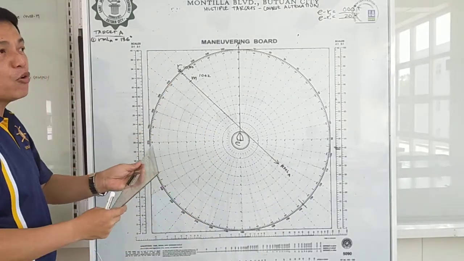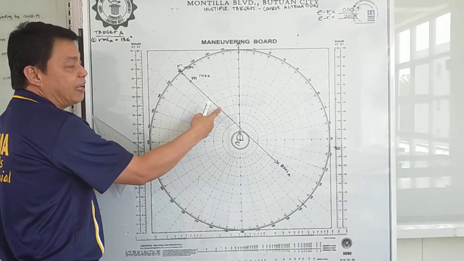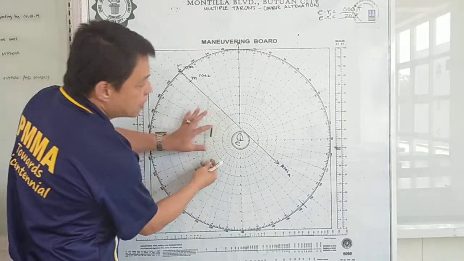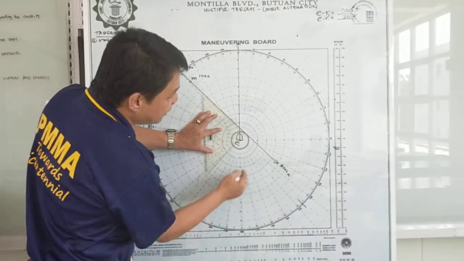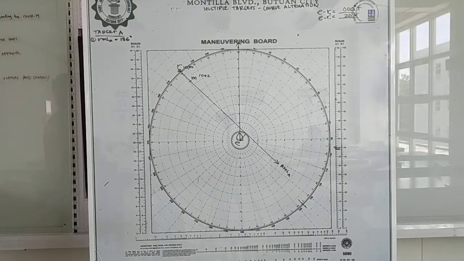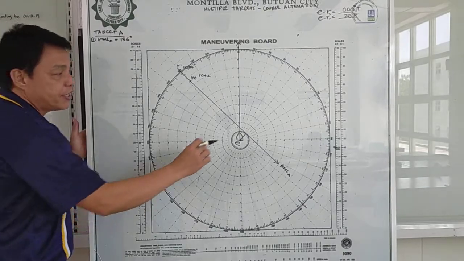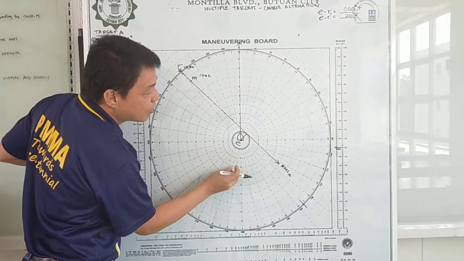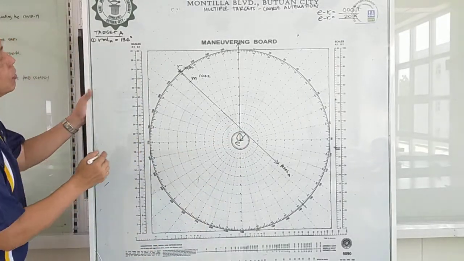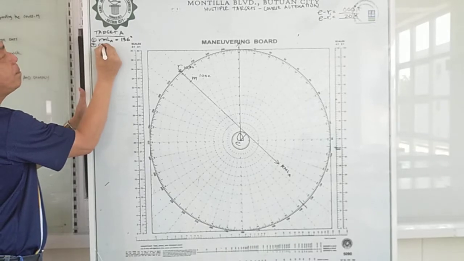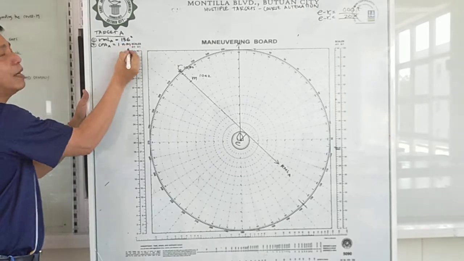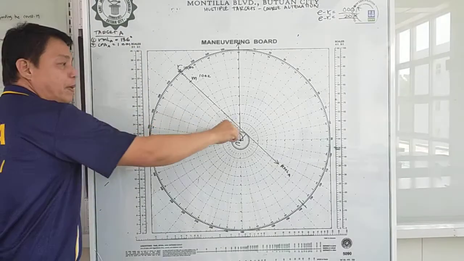Muna pinakaduol ninyong duha. So, when you draw a 90 degree line to that of the RML, that is the closest. Mga 1 mile. So, what is the CPA of target A? The answer is 1 nautical mile.